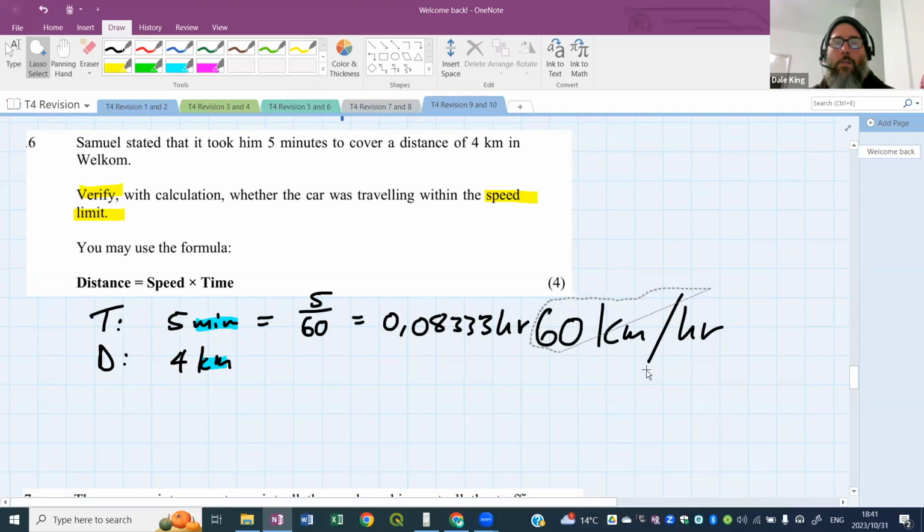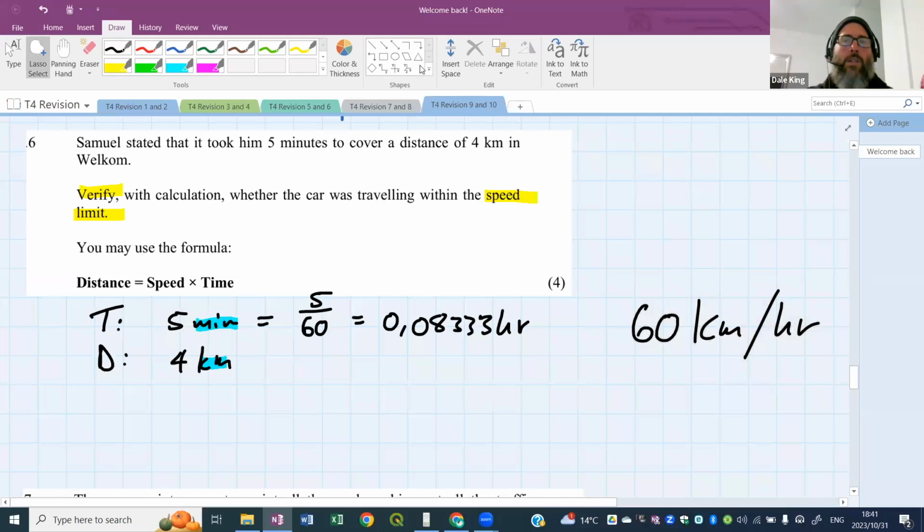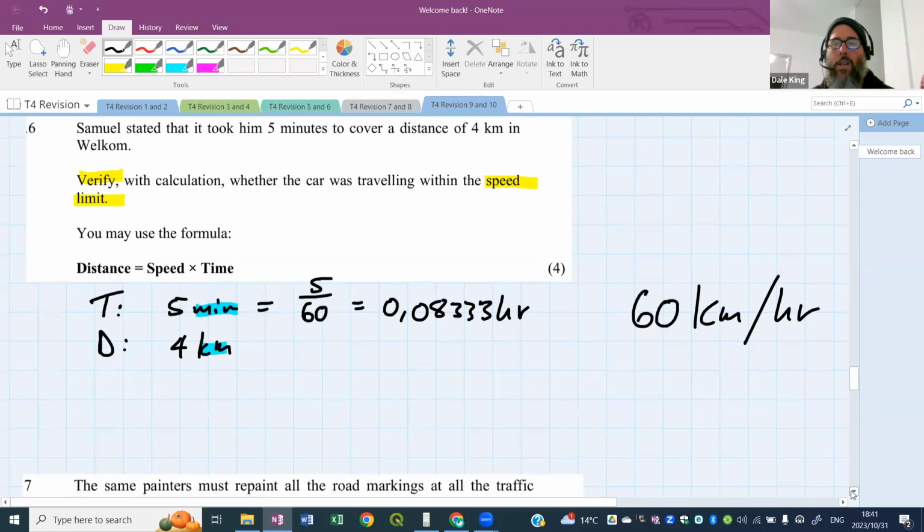Now, why am I putting in decimal hours? Because like we spoke about the first time we did this formula, this formula only takes decimal hours. Okay, so you have to change it into a decimal format here. Now the kilometers are good. We can put those straight in.